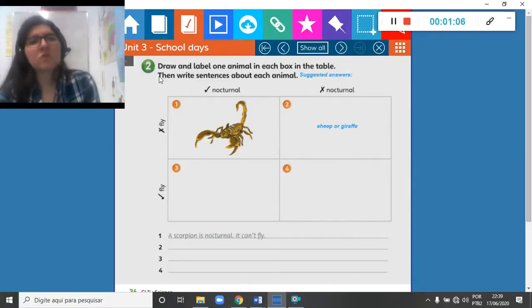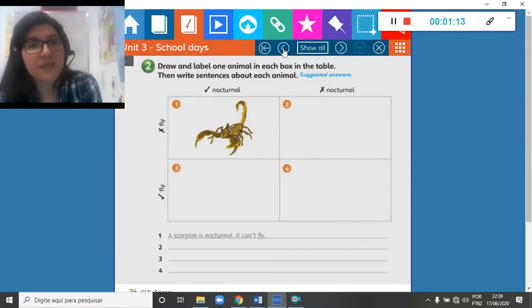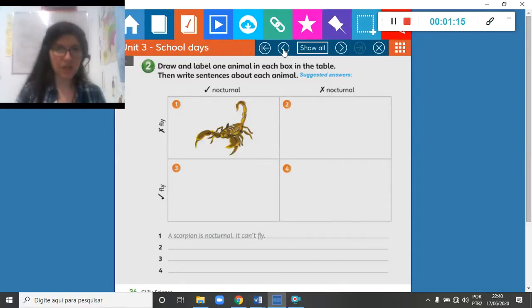Number two, draw and label one animal in each box, okay? Then write sentences about each animal.